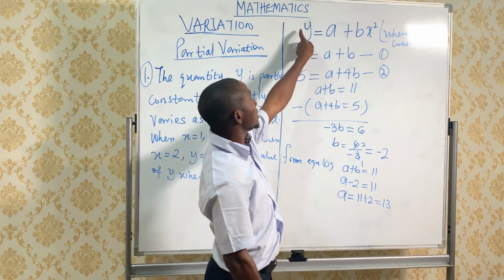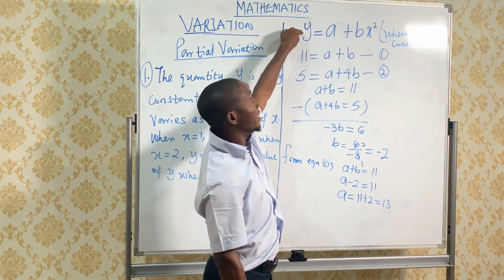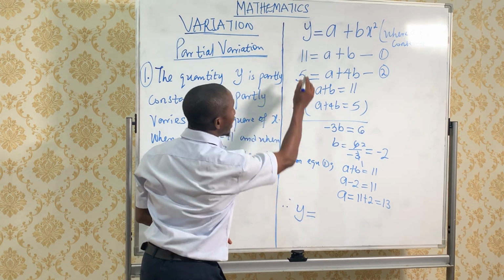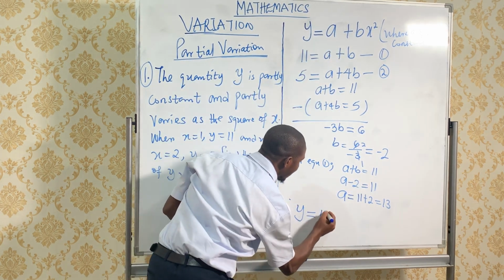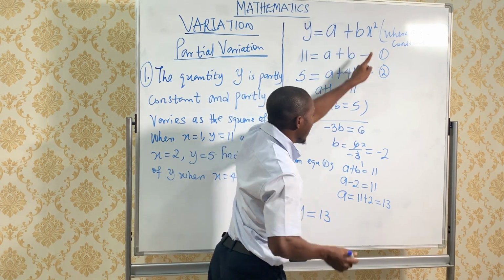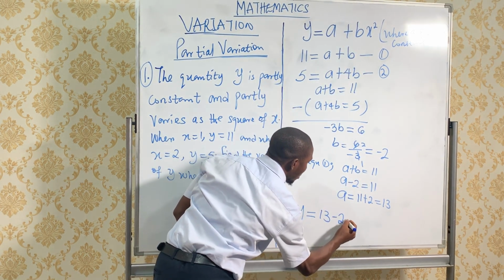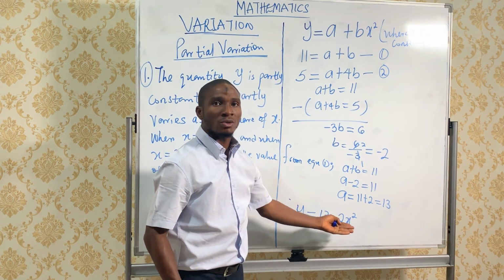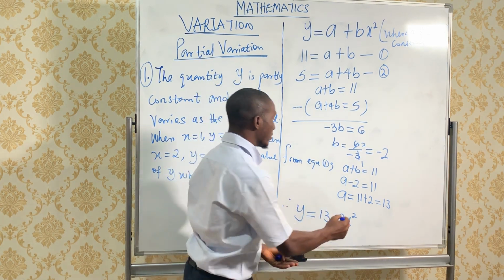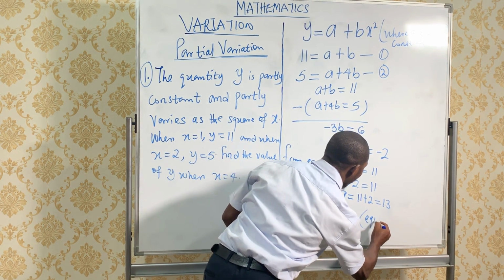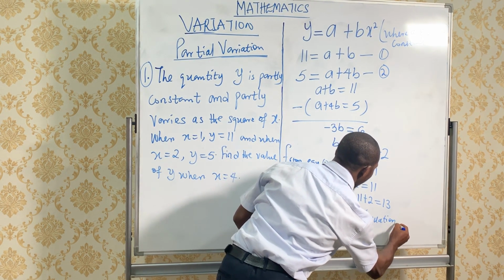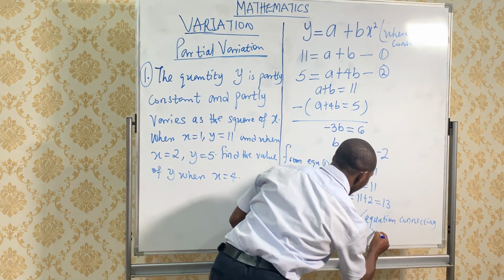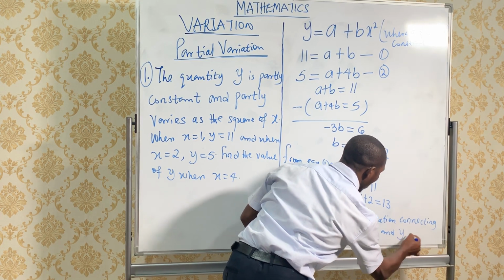We can now go back to this equation and substitute them there. Therefore, y is now equal to a, which is now 13, plus b, which is minus 2, times x squared. And this represents the equation connecting both x and y.